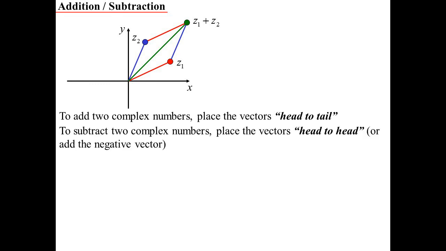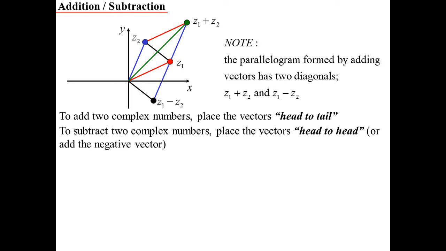The subtraction, that's where we did it head to head. So Z1 minus Z2 would be down there. The black vector is the vector for Z1 minus Z2. And what we saw was actually, I could slide that and it goes to the other diagonal of the parallelogram. Because again, head minus tail, so you must get Z1 minus Z2.